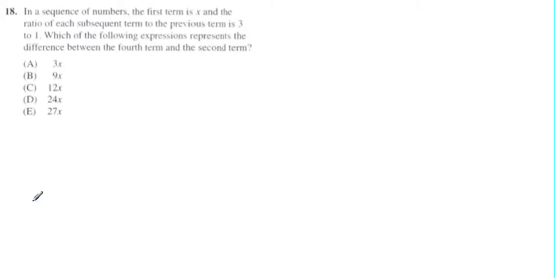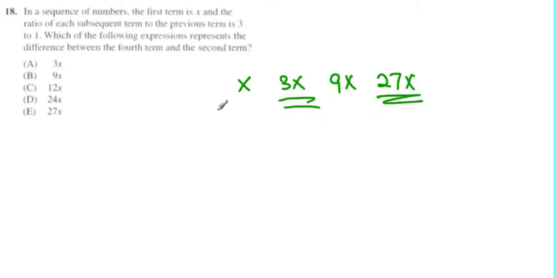Now number 18. In a sequence of numbers, the first term is x, and the ratio of the subsequent term is 3 to 1. Then its first term is x, second term becomes 3x, third term becomes 3 times that, hence the ratio 3 to 1, becomes 9x. Now the question represents the difference, meaning subtraction, between the fourth and the second. So we just have to go for one more. 27x would be 3 times that. The difference between the fourth and second becomes 24x.